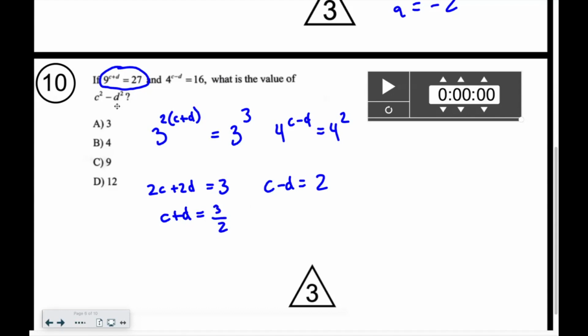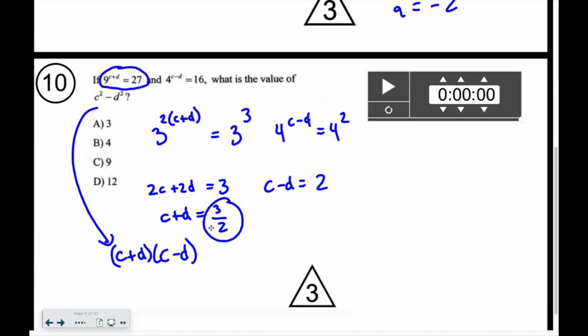And then the trick here is to realize that c squared minus d squared is c plus d times c minus d. And c plus d is 3 over 2. And c minus d is 2. When I multiply them, I also get 3. So by hand, I get 3 as well. Obviously, that's the answer. So in Desmos, it gets kind of a little strange. You got to be able to adjust, or you could try to do it a way like this by hand.